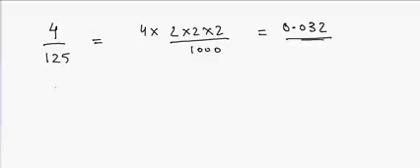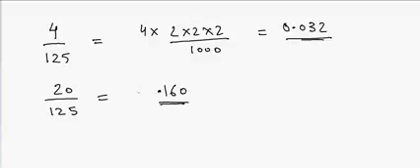Again, if I have 20 and want to divide by 125, so 2 into 8 is 16, so add 16 here, and then I have one more 0 here, but then I can do this, so this will be my answer.